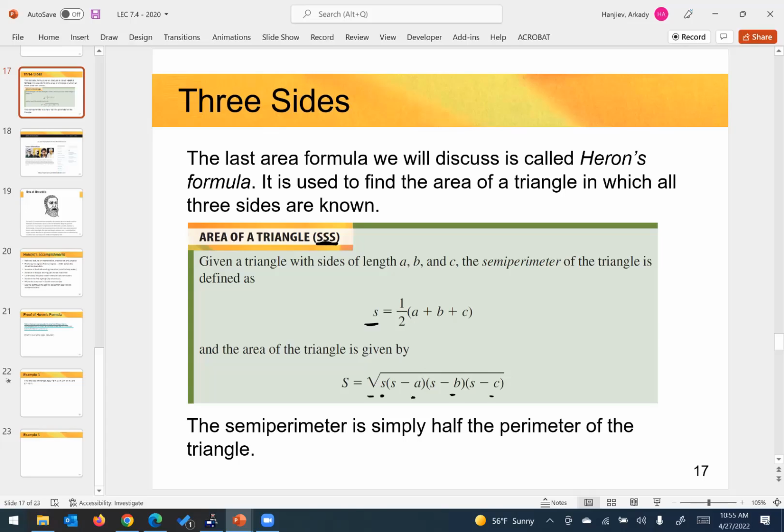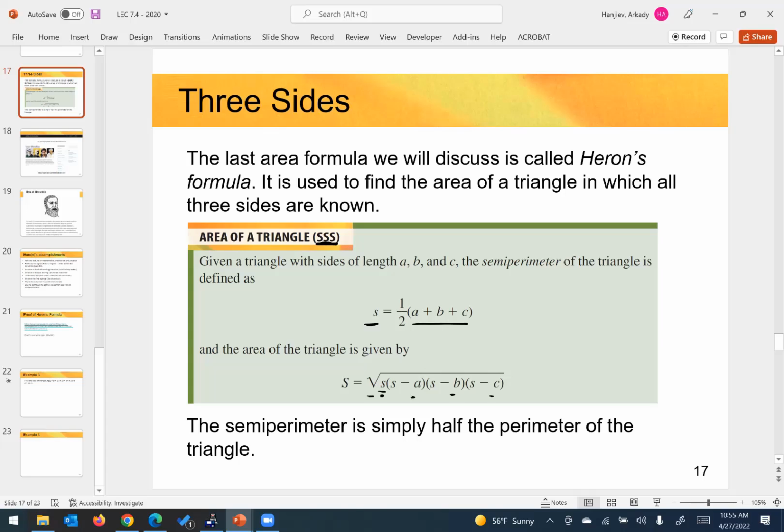Oh, it looks really complicated. So what is that? It's the semi-perimeter. S is the semi-perimeter. How do you calculate it? You add up all the sides, divide by 2, half the perimeter of the triangle. Wait, so you have to find a semi-perimeter because it's used in the formula to just find the area? Why don't you just add A and B and C and get the perimeter?